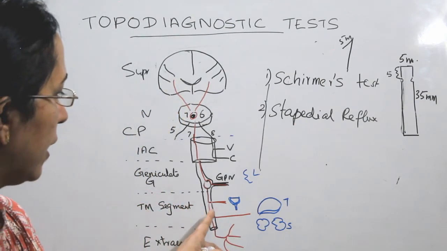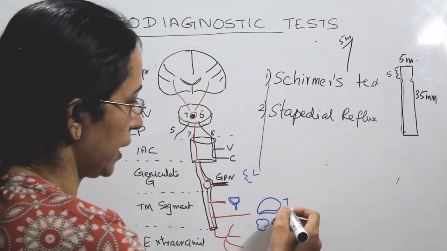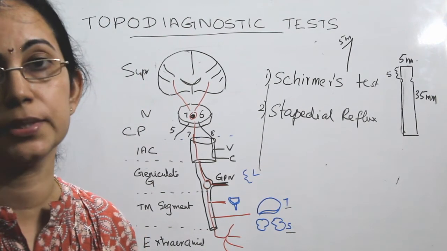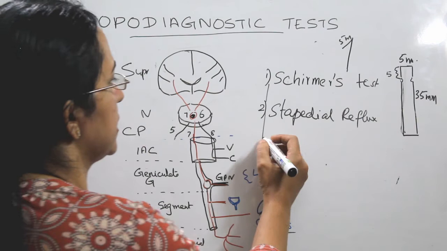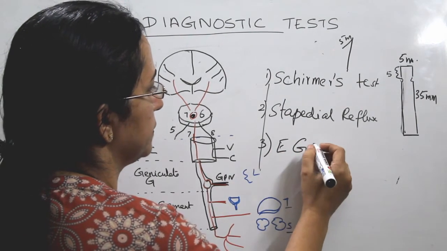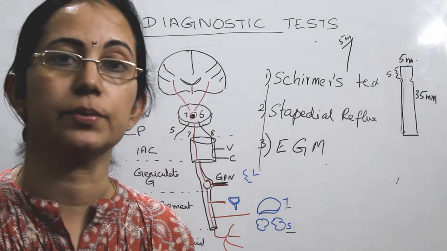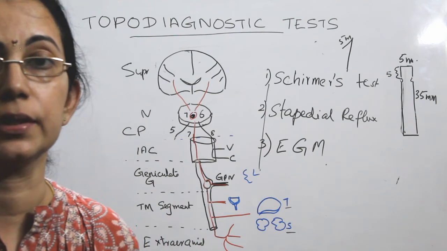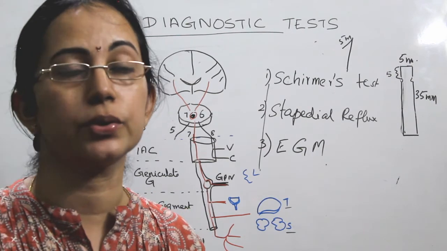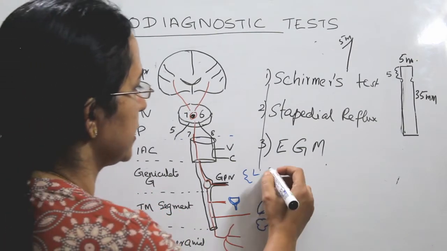And another one is the chorda tympani. Chorda tympani supplies taste and also submandibular salivary flow, isn't it? So how is taste tested? By electrogustometry. Electrogustometry is electrical stimulation testing of the taste, or it can also be physically tested with salt, sugar, citrate, etc.